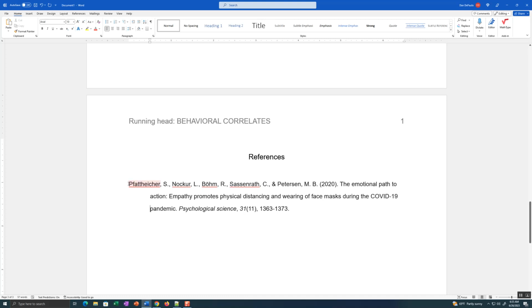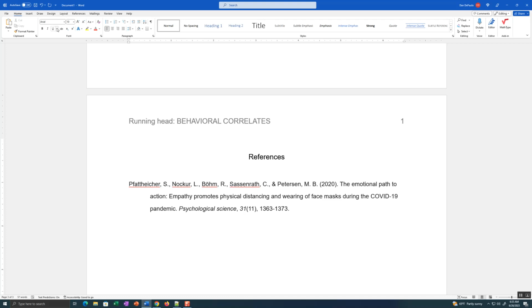Now make sure you put these entries in alphabetical order by author last name. So this author starts with PF. You got to make sure you put it in alphabetical order by this first author's last name. As you can see here, this is in italics. This is the name of the journal, Psychological Science. This is the volume number, in parentheses the issue number. Here's the page number, and you're done.